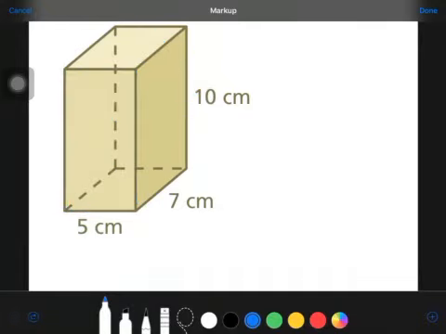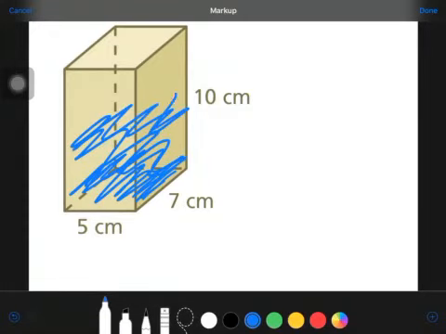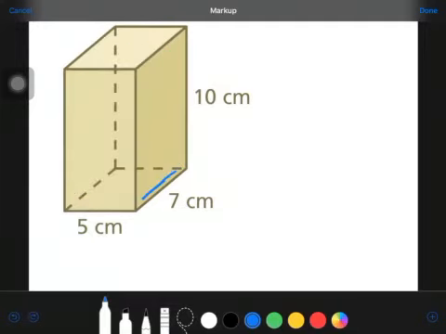But here we're not measuring the surface area. We're not measuring the outside surface. Instead, we're measuring the amount of stuff inside. So the amount of water that this shape could hold, or the amount of something else that it could hold.